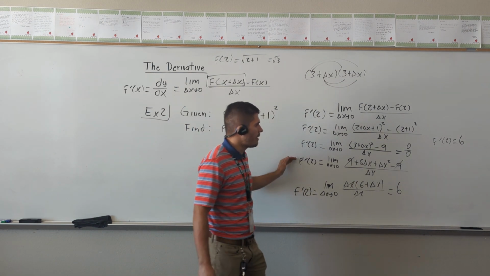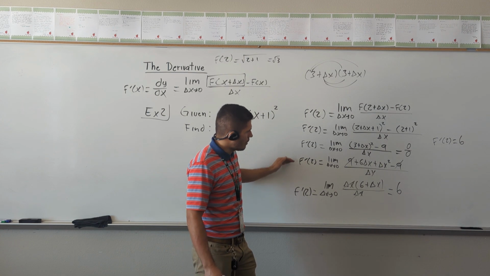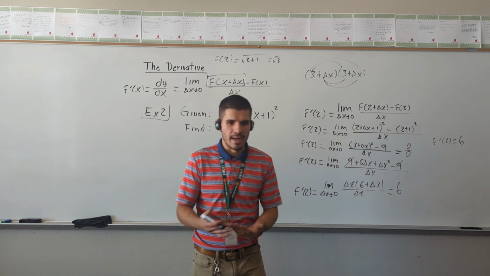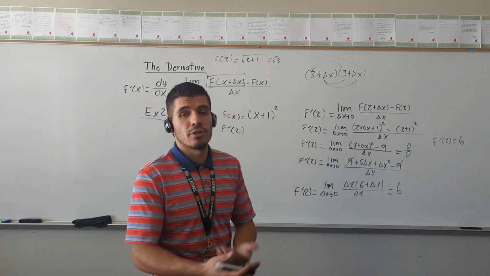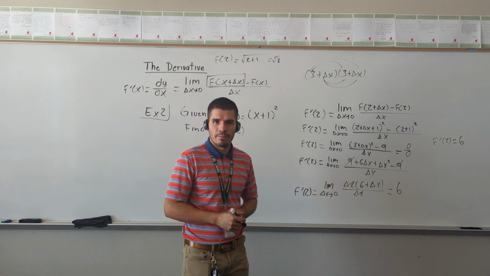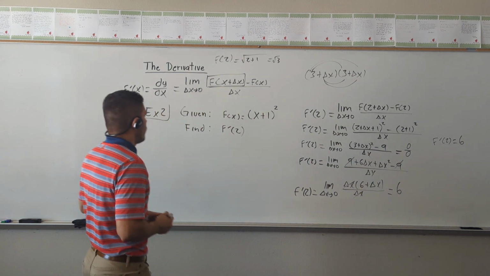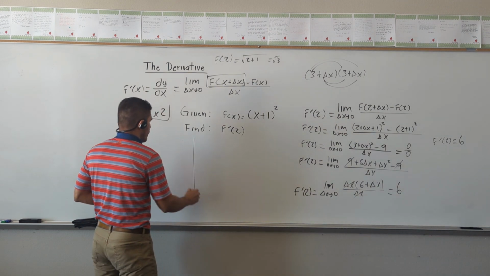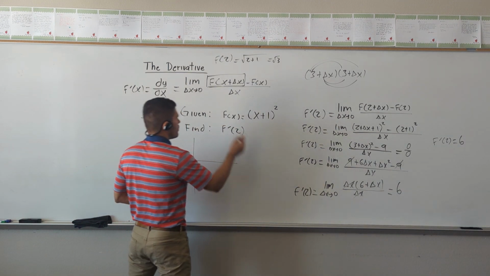Everything that doesn't have a delta x should cancel. And when you get to your final answer, you should have an expression that has x's in it. And just like the first example, then you can plug in whatever value you like to figure out the slope. Okay? Now, real quick, let me give you an image again of a visual representation of what was happening.